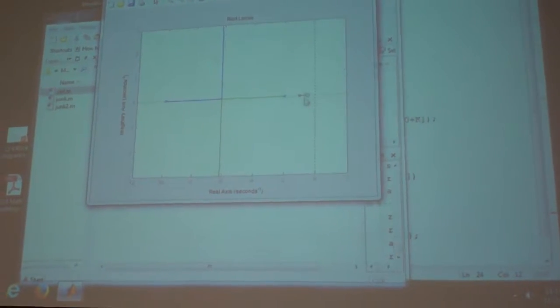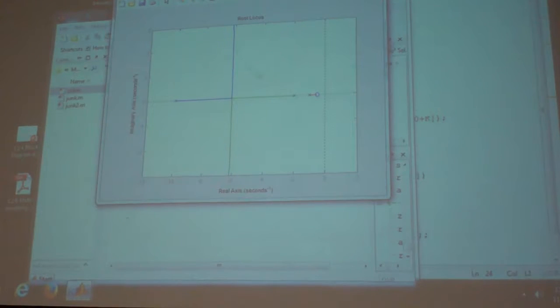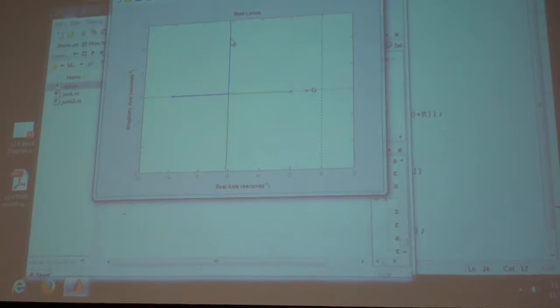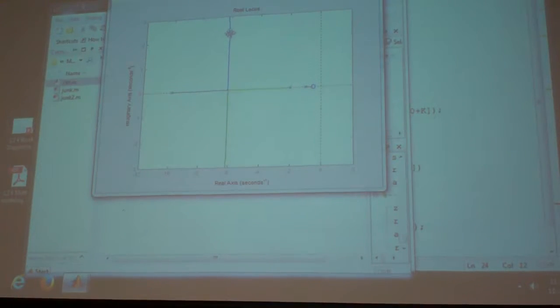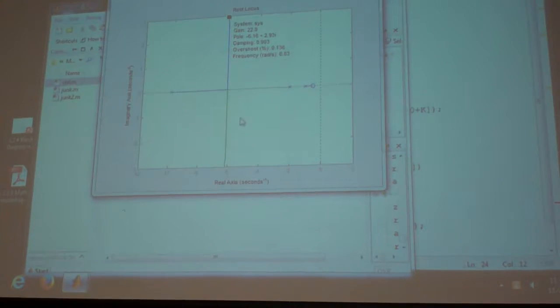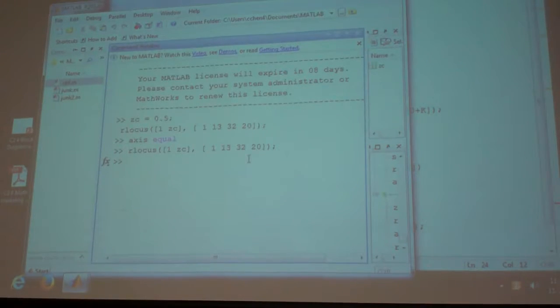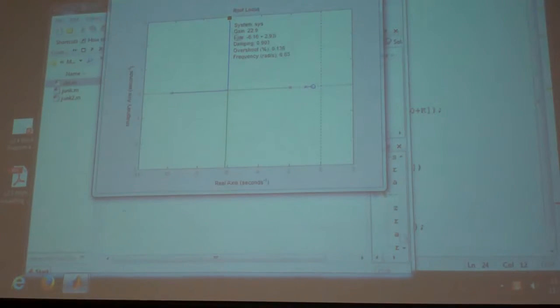From here you can see where the dominant pole is. Here we have 3 poles. Let me pick the damping ratio of 0.707. Where is the damping larger? I need to increase the range, because the damping ratio is way up here.